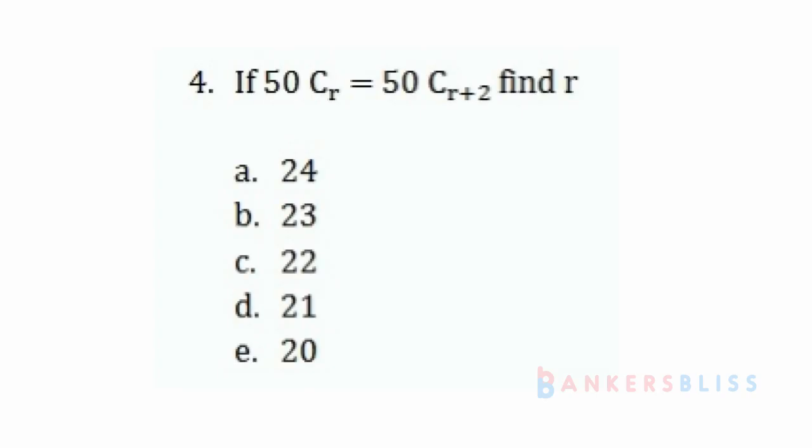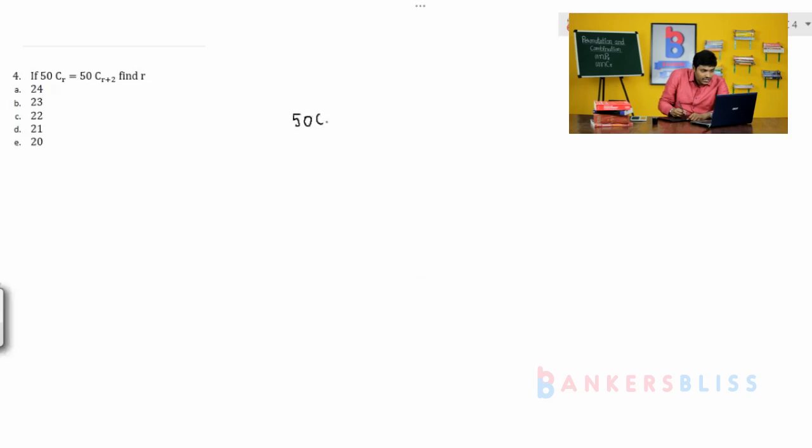Problem number 4. nC50 is equal to nC(50+2). See, both the combination values are equal and the total population is also equal. Again I am repeating, please concentrate. Both the combination values are equal, and the total population is also equal, because 50, 50.